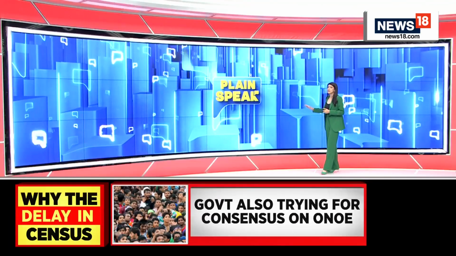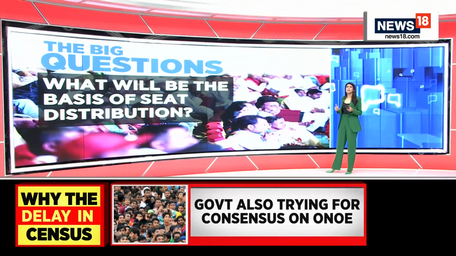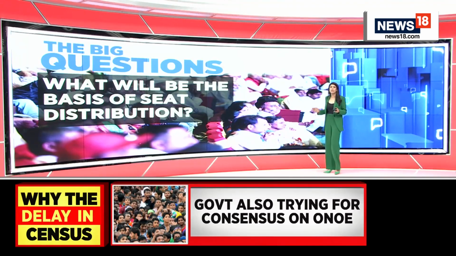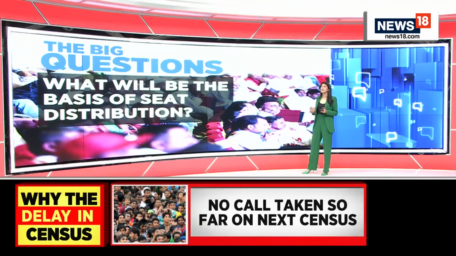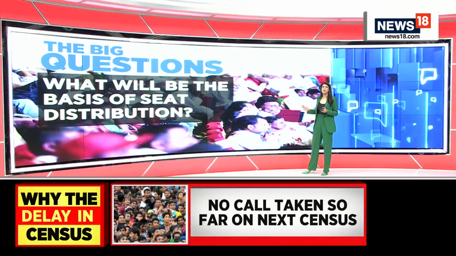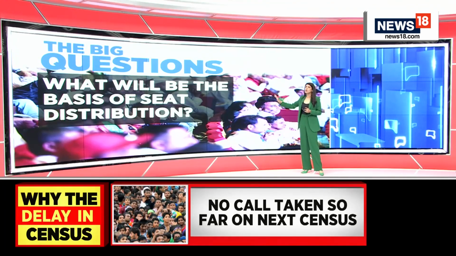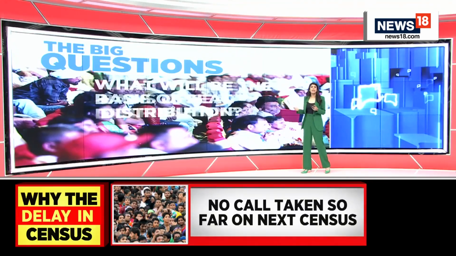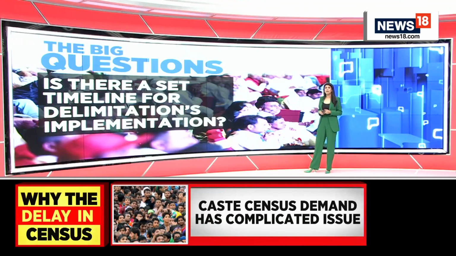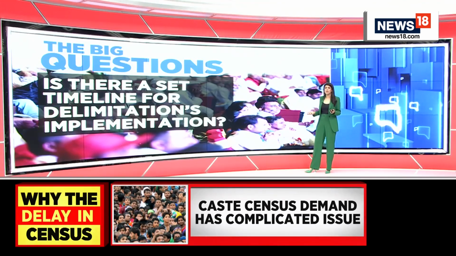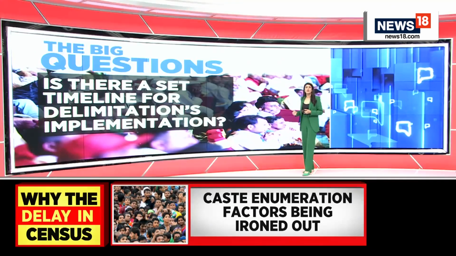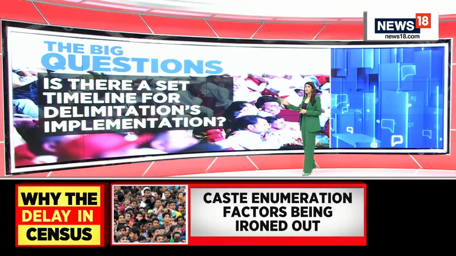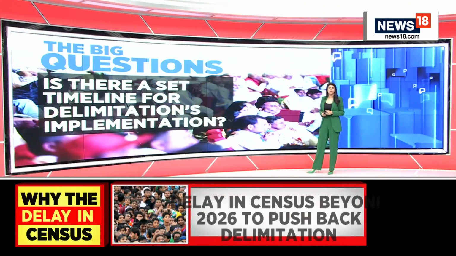Number one, the most obvious question, what will be the basis of seat distribution? If no state loses on a pro rata basis, as has been assured by the Home Minister, what will be the premises of this pro rata basis? Whether there is indeed a set timeline for delimitation's implementation is also being asked. If not, why is this a topic of sudden debate and scrutiny in states like Tamil Nadu that are also headed to elections in 2026?